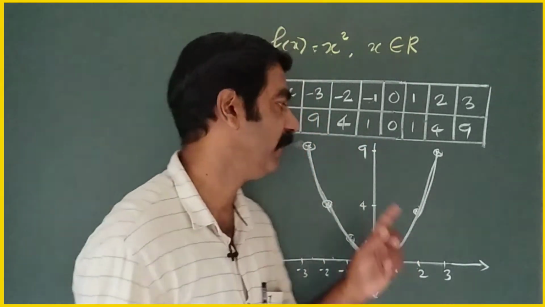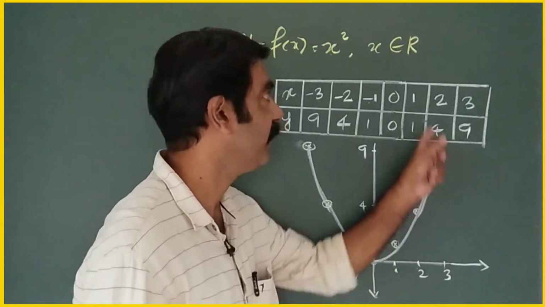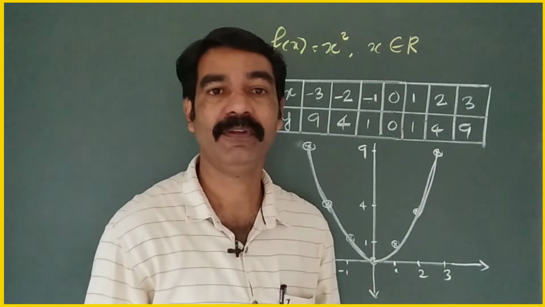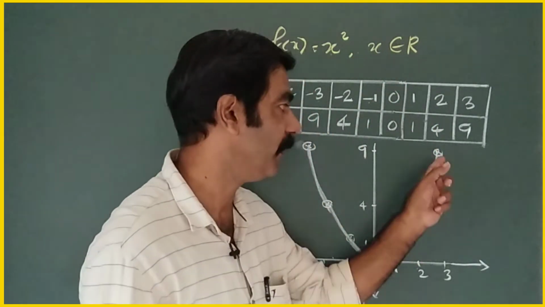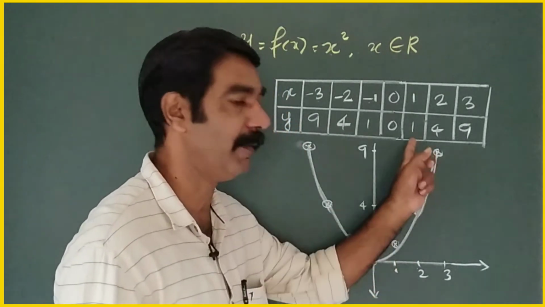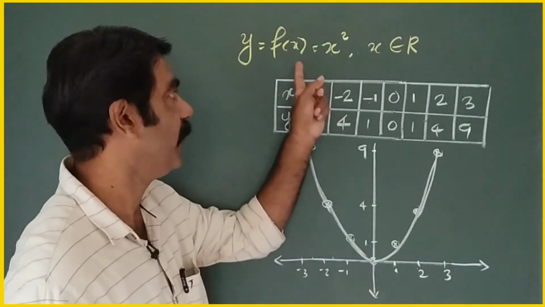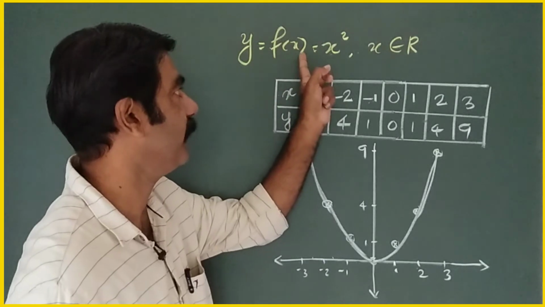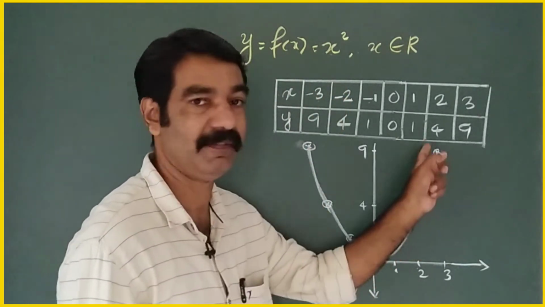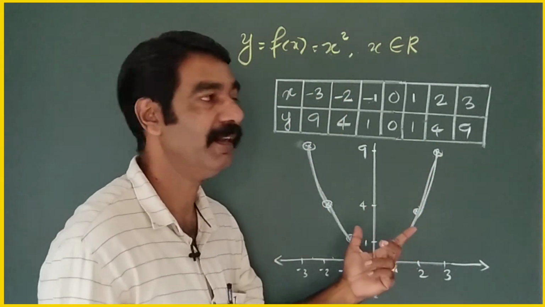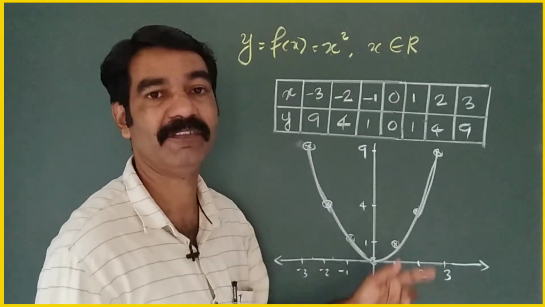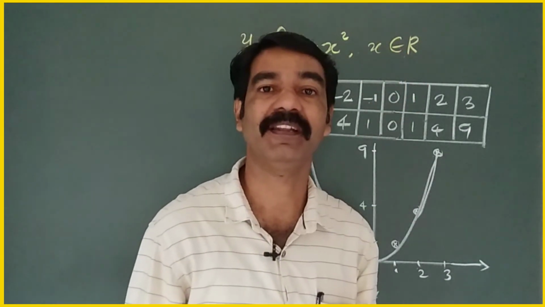It's not drawn to scale. Using a smooth curve, we get the graph of the function y is equal to f of x is equal to x square. The shape is a parabola. It's called a parabola. Okay. So the graph of the polynomial f of x is equal to x square is a parabola. And what is the domain here? Domain is the real numbers and range is also the set of real numbers.